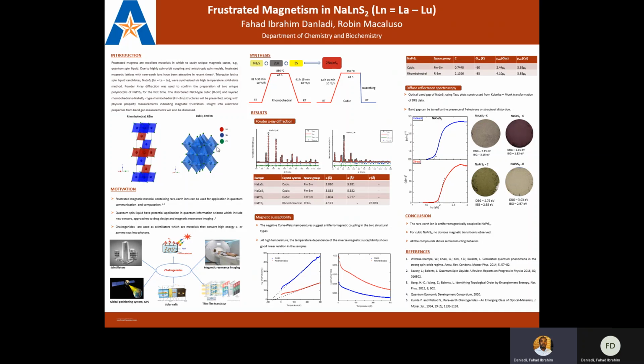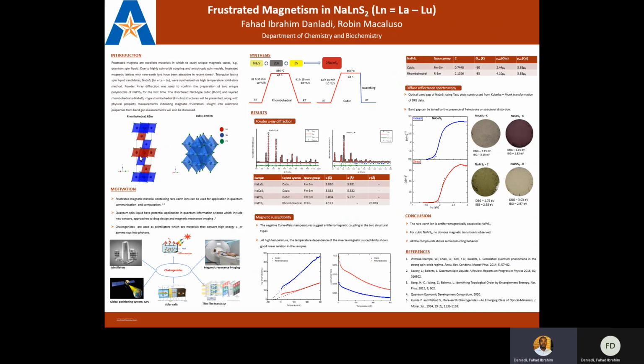So the ternary rare earth sulfides I'm working on adopt either a disordered cubic structure with space group Fm-3m, or a layered alpha-sodium-oxide-type rhombohedral structure with space group R-3m.